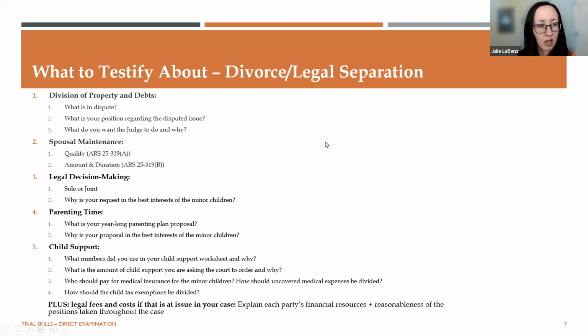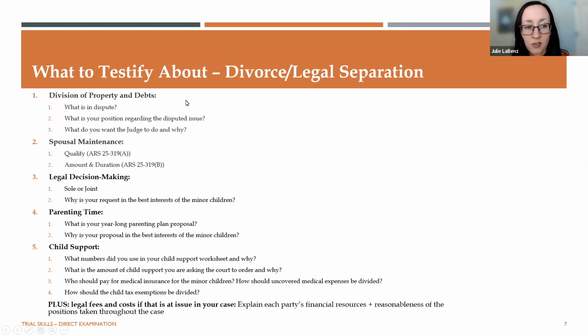Okay. What do you testify about if you're in a divorce or legal separation trial? Or let's say it's a trial on a motion for temporary orders in a divorce or legal separation case. Well, first you're going to identify what are the disputed issues. Okay, I've listed out what could be potential disputed issues, and let's break it down by each type.